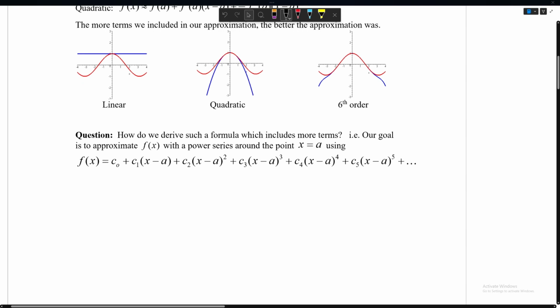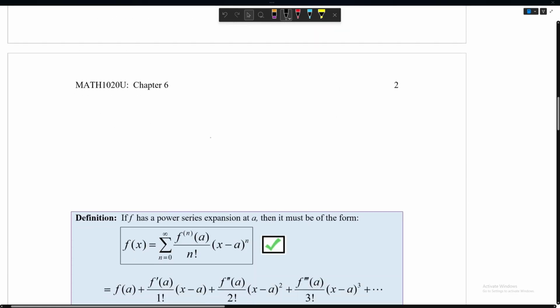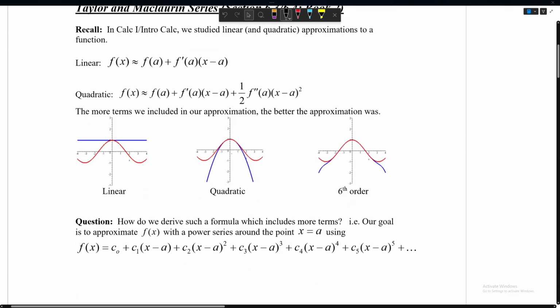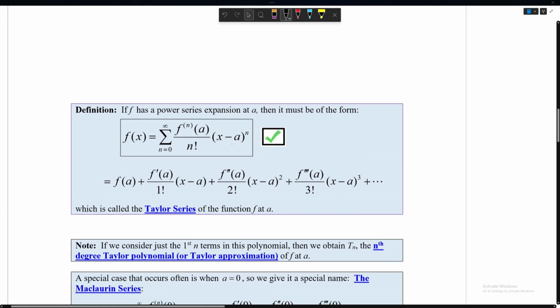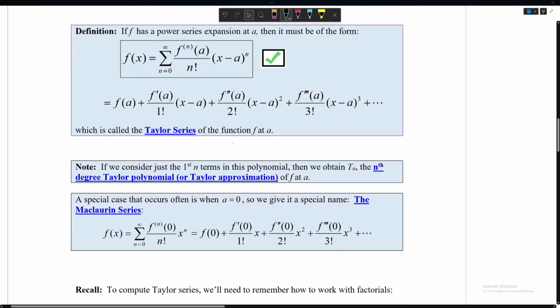How do we derive such a formula, which includes more terms? Our goal is to approximate. Again, I'm going to skip all of this first page. You don't need to know any of this stuff for the exam. This is the important stuff you need to know.